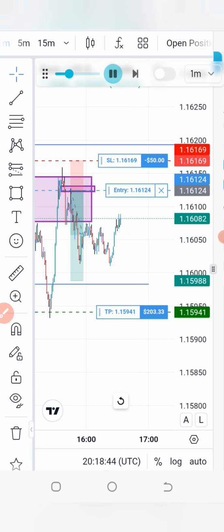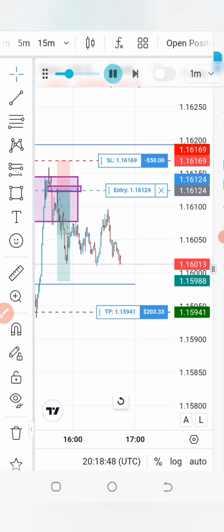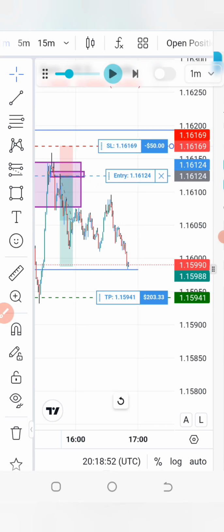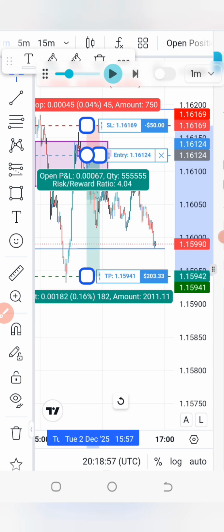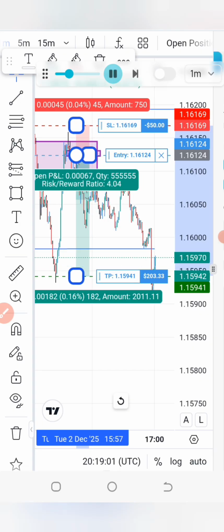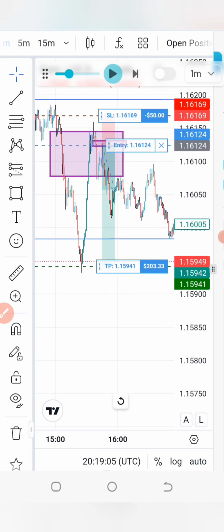Let's see if it will get to 1:3. Alright, it gets to 1:3. So my stop loss is going to be at 1:1, while my full TP is going to be at 1:4. Let's see. So final TP smashed. You can see, this is just how I trade.